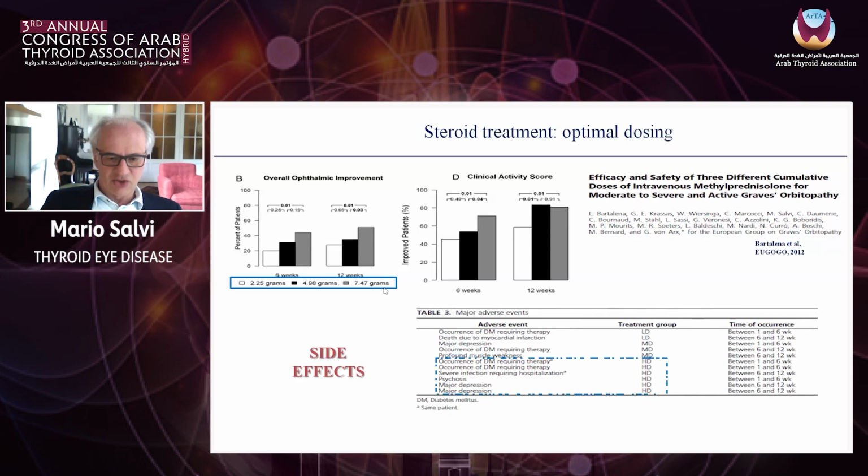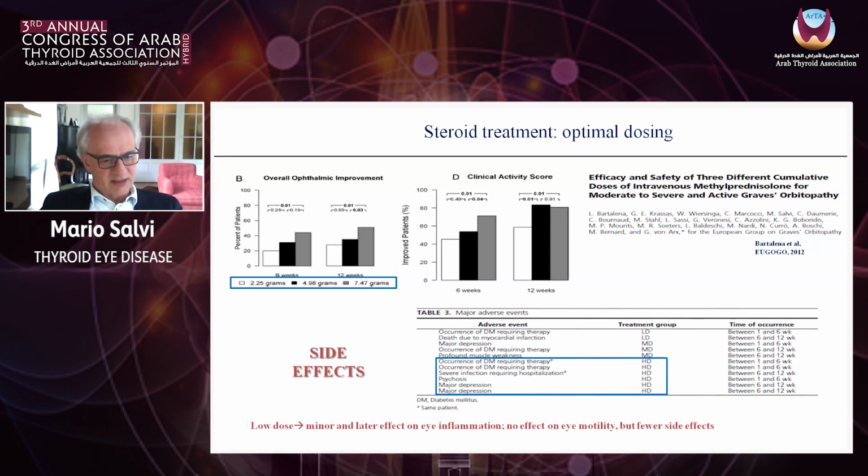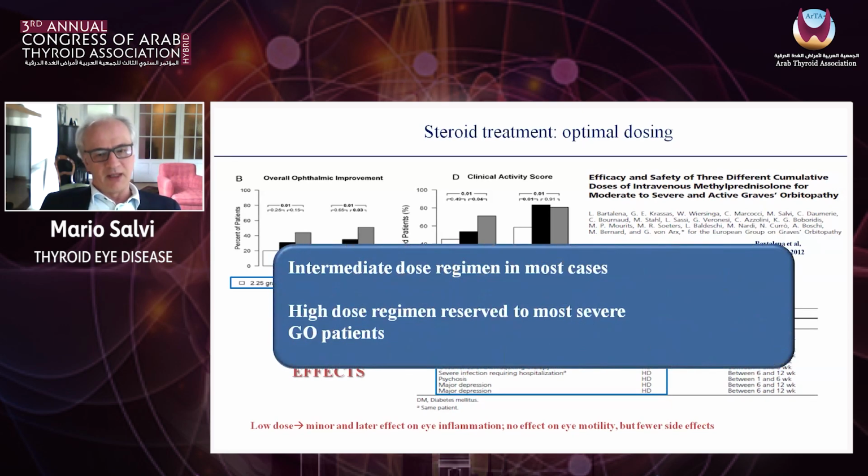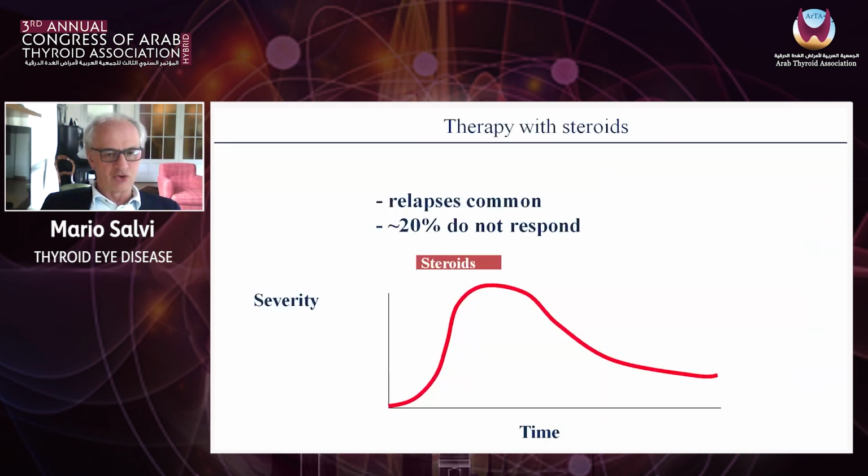The decision about the doses to use is also related to the impact of side effects, which are more relevant the higher the dose of steroids. In other words, low dose has a minor and later effect on inflammation and no effect on eye motility, but fewer side effects. Therefore, the suggestion of the Ugogo centers in this study was to use mostly an intermediate dose regimen where the disease is moderate to severe, and to reserve higher doses for the most severe patients.